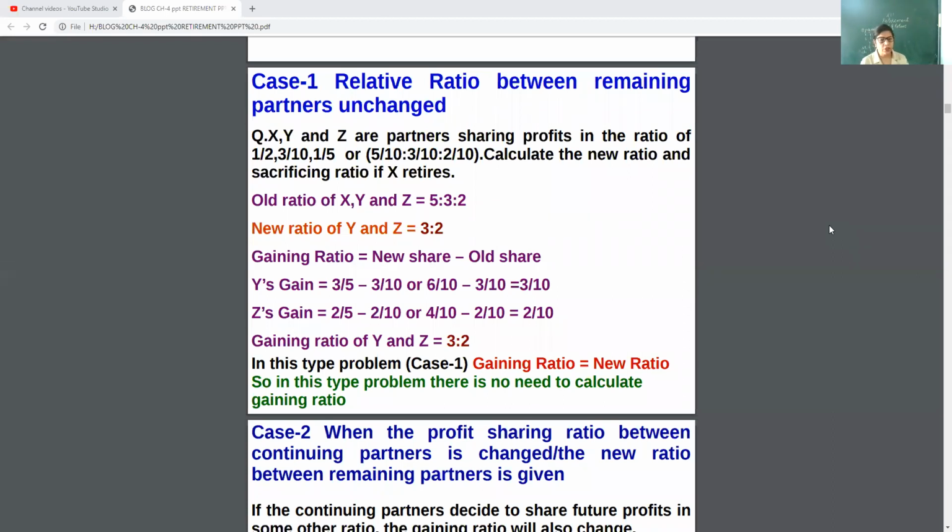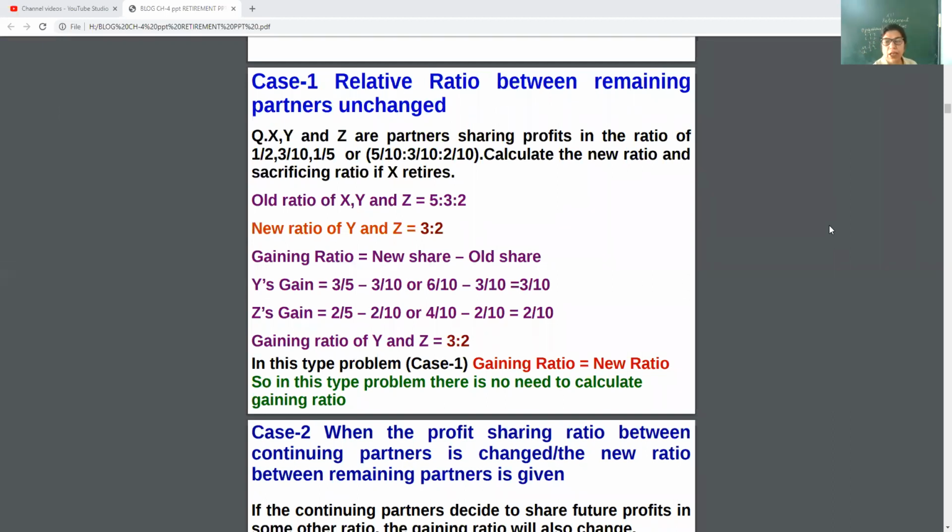See, the gaining ratio is 3 is to 2. In this case, the new ratio and gaining ratio will be the same. So in this type of question, there is no need to calculate the gaining ratio. Maybe this type of question comes in exams. So at that time, this is the time-saving method: in the first case, the remaining partners will share the future profits as they were sharing earlier, and the gaining ratio will be the same.